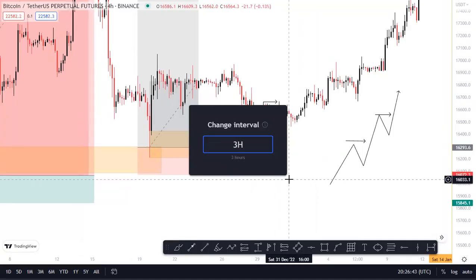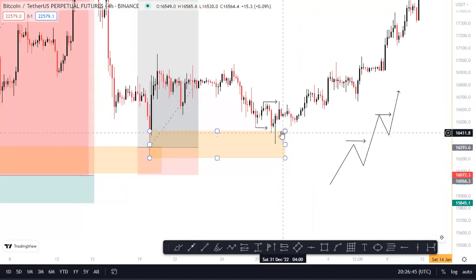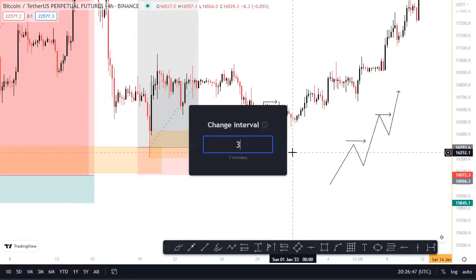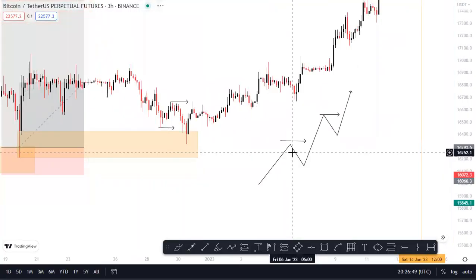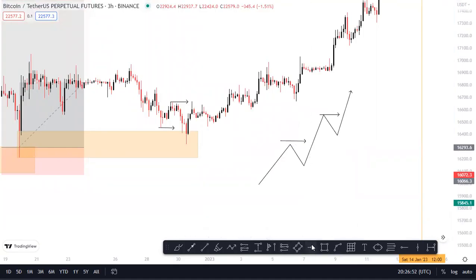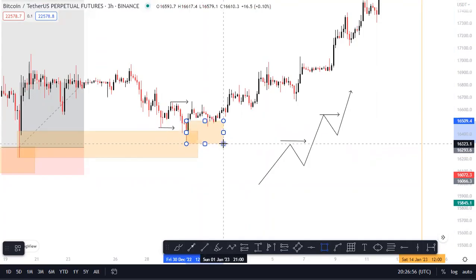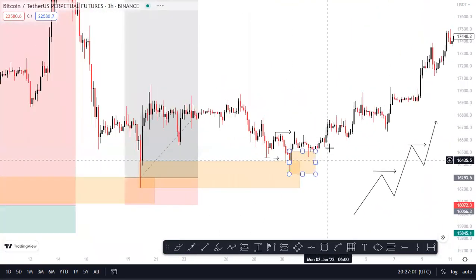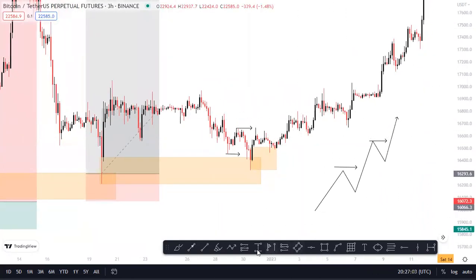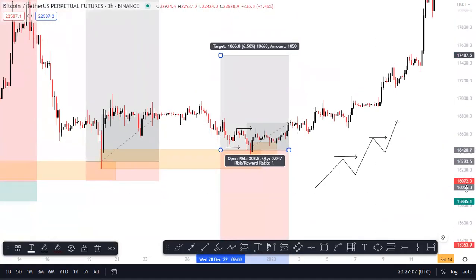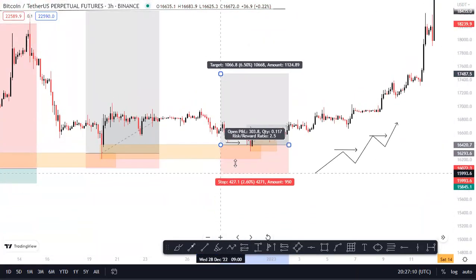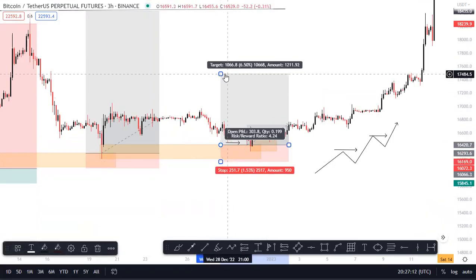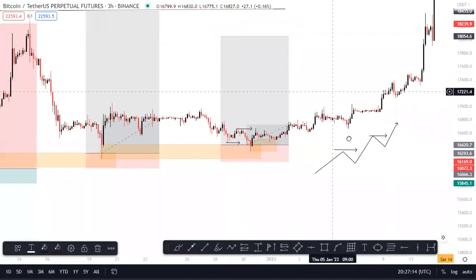On the 3 hour time frame, I can't see the order block I like at this point. So I'm going to go to a lower time frame until I see the order block I want. This is a nice order block. This is a nice one here. So these are confirmation entries. You can choose to enter the trade from this point without confirmation.